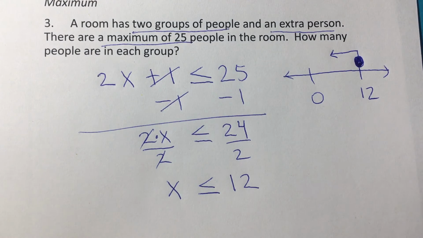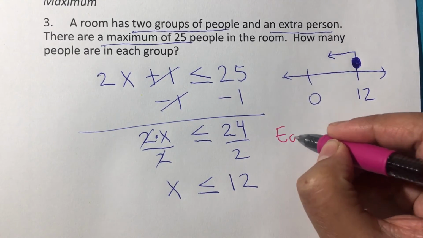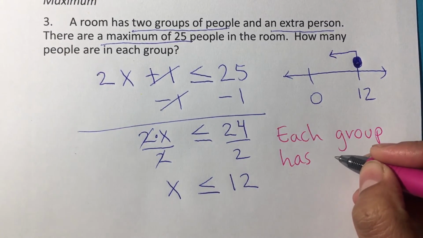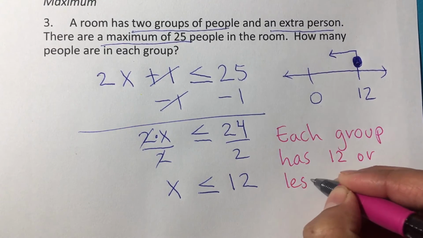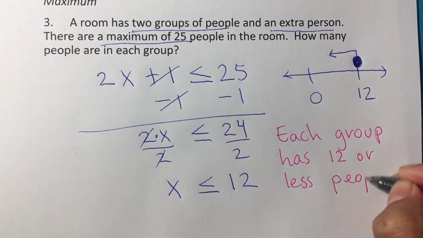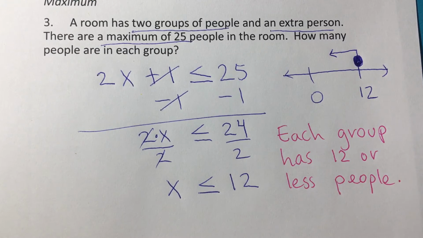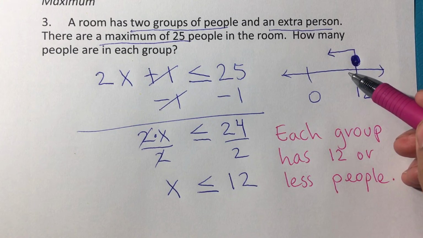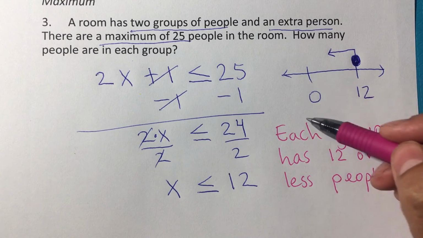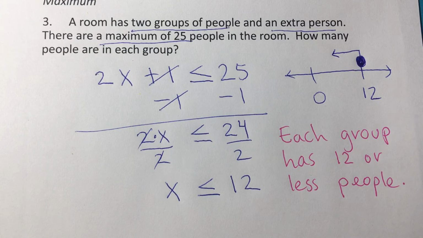This means that each group has 12 or less people. Okay, so each group might have, including the 12 because it's closed, 11, 10, etc., etc. Okay, 12 or less, including the 12.